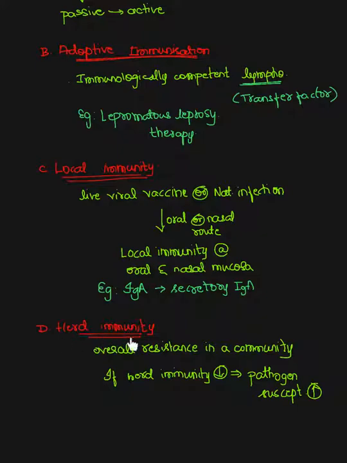Coming to herd immunity, this is the immunity of the community, that is the overall resistance of the community. If the herd immunity is less, then susceptibility to a pathogen in general will be more in that community.